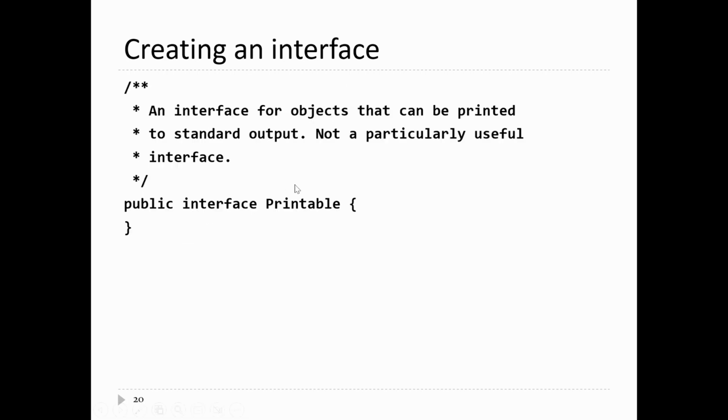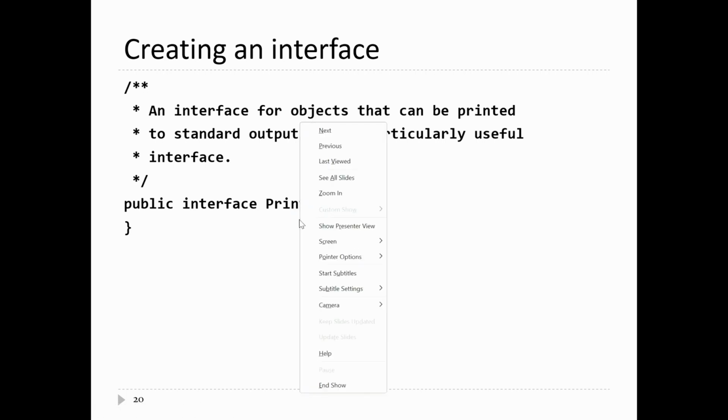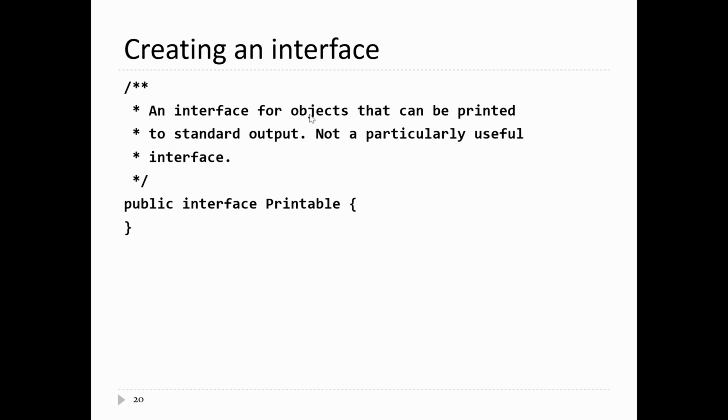All right, so if I want to make an interface called Printable, Printable is going to be an interface for objects that you can print to the console. This is not particularly useful. This is just a very simple example. You just make an interface, give it a name, and now you just list the methods that you want your interface to have.